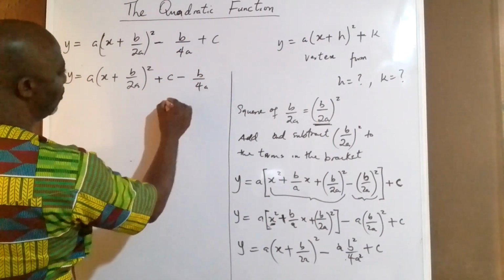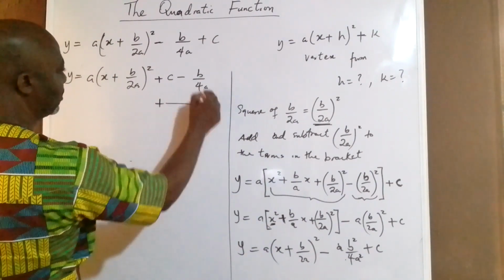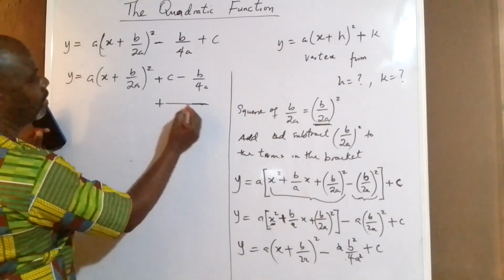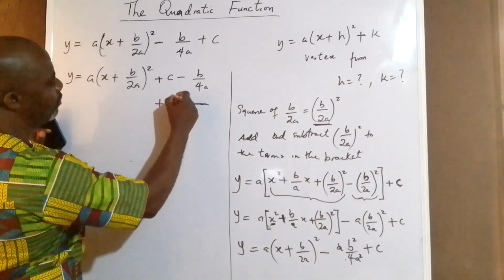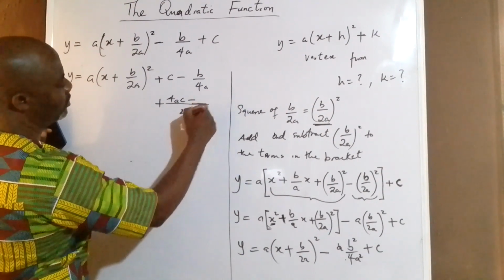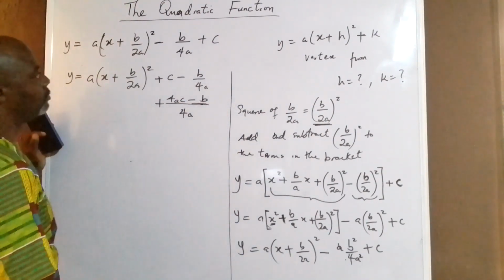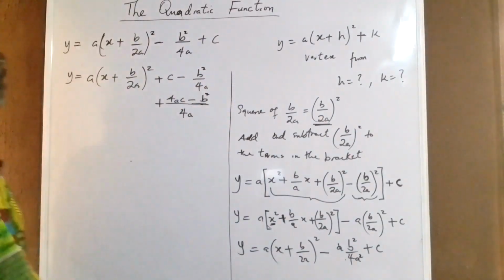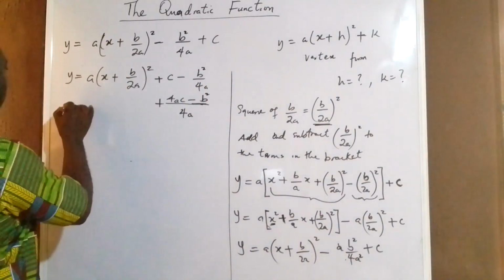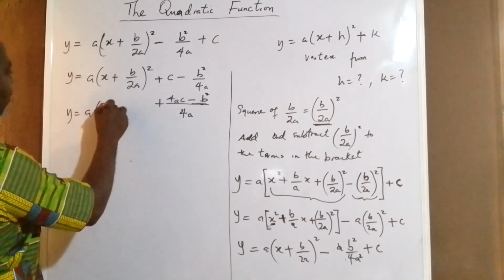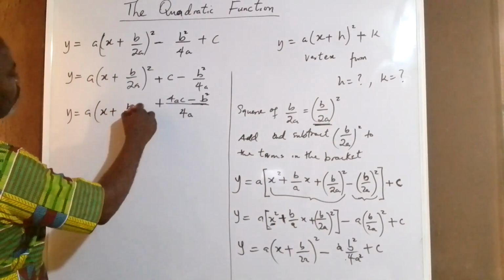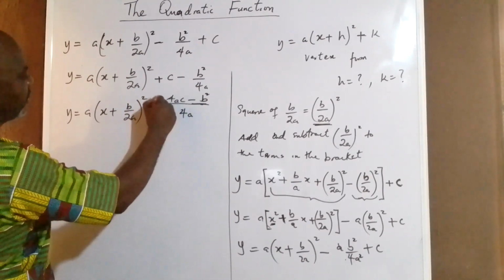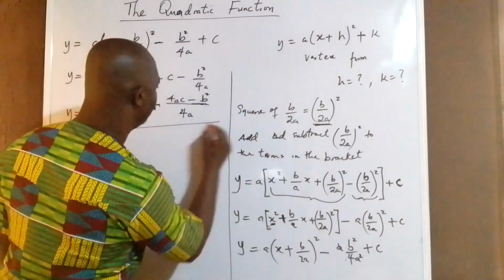So I'm going to find the LCM of this. Then that will be 4a. So once I find the LCM, this will be 4ac minus b squared rather. B squared, 4ac minus b squared. And of course, I write down my a bracket x plus b over 2a all squared. So this is the vertex form.